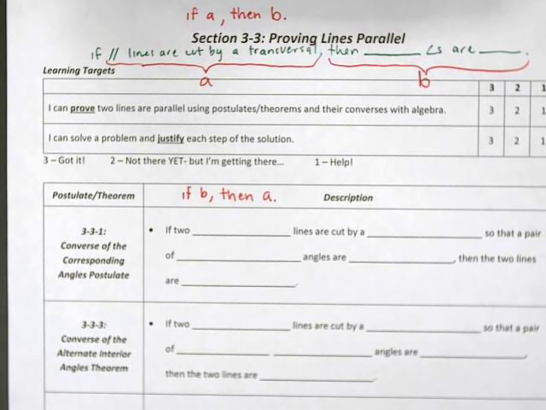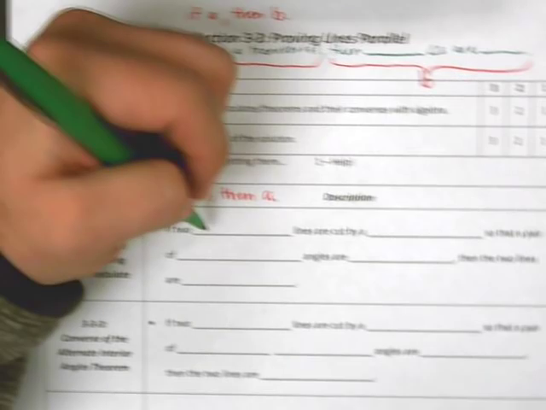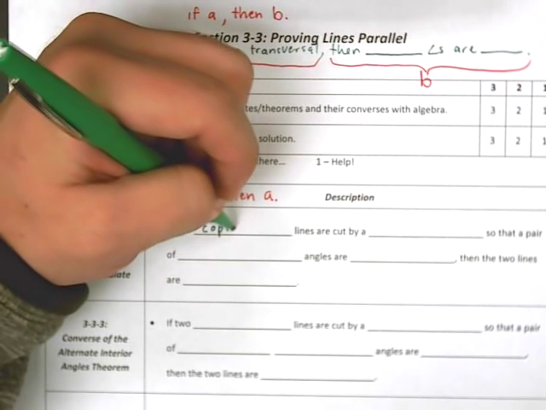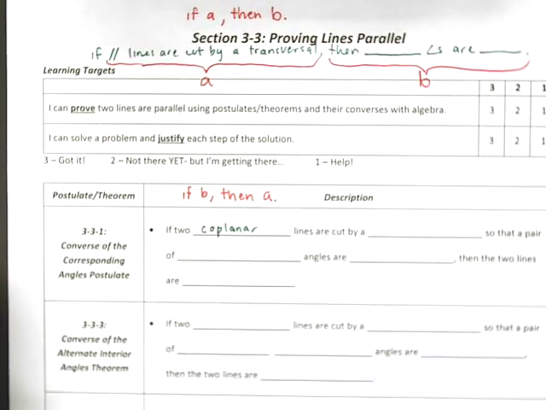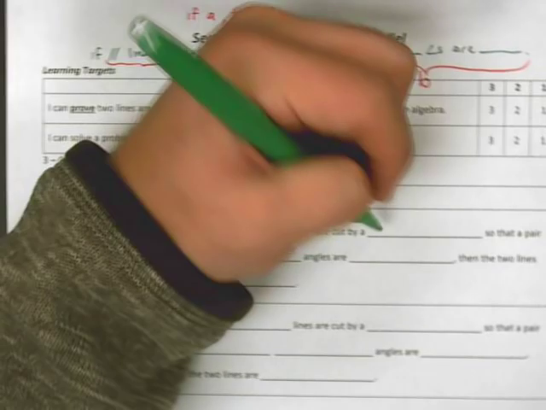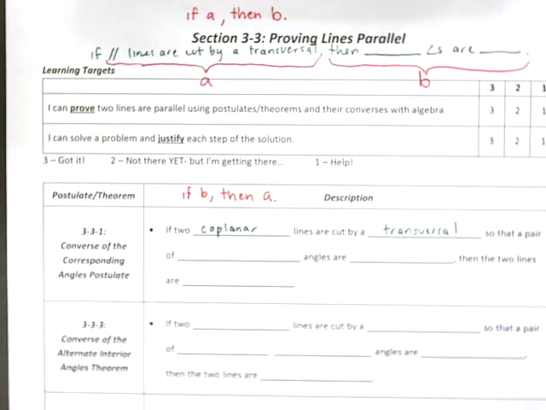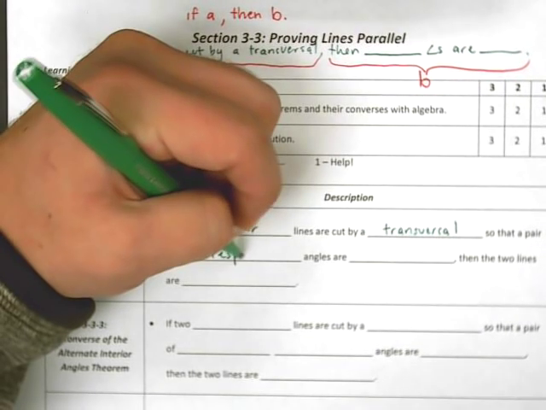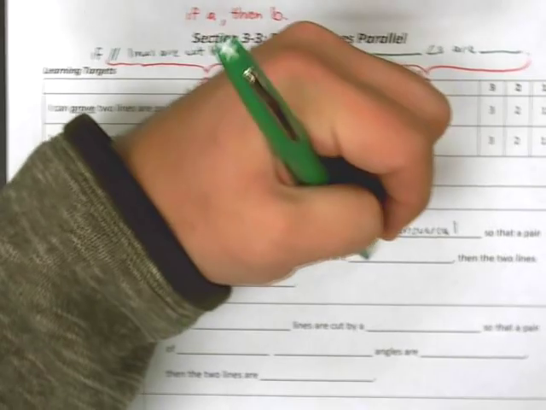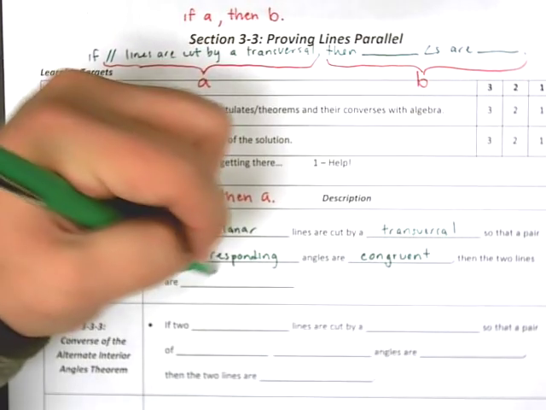So we get started. I wouldn't necessarily worry about writing this every time, but this is: if two coplanar lines are cut by a transversal so that a pair of corresponding angles are congruent, well then the two lines are parallel. It is important they have to be coplanar lines. We don't want skew lines.